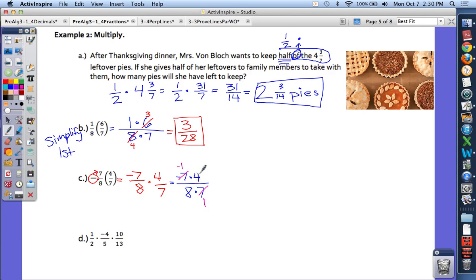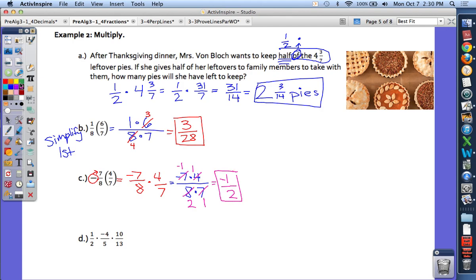So what about the 4 and the 8? What can I take out of both of those? 4. 4 divided by 4 is 1. 8 divided by 4 is 2. Now multiply straight across with what you have left. Negative 1 times 1 is negative 1. 2 times 1 is 2. Notice though, this work could get really messy, so you want to be very careful.